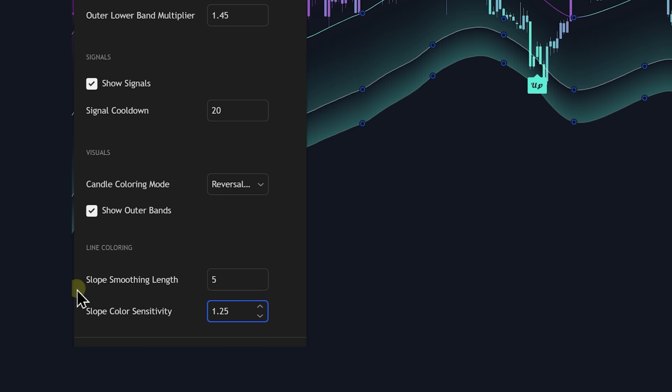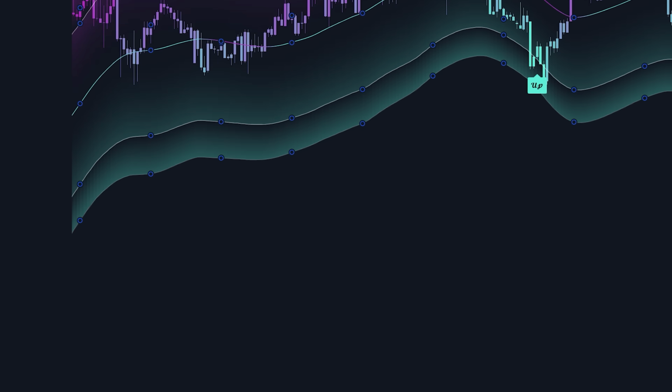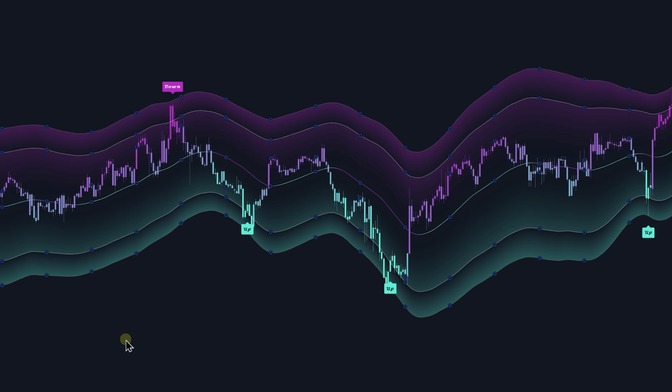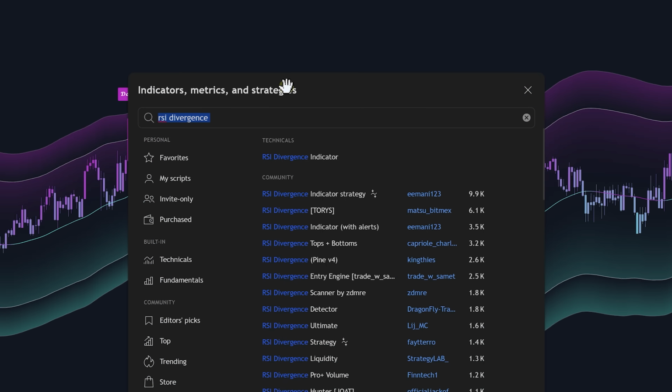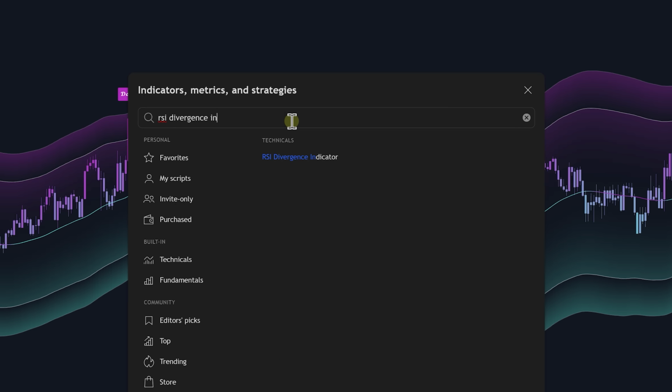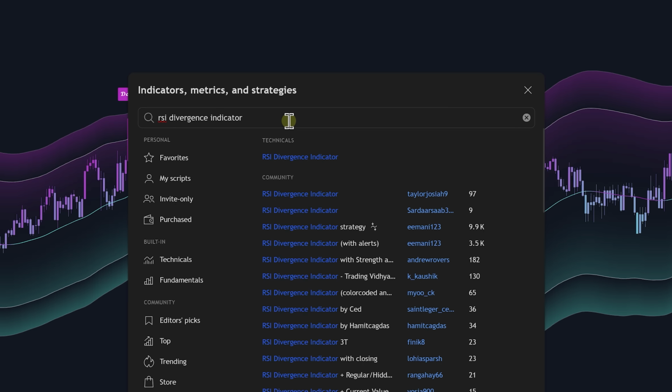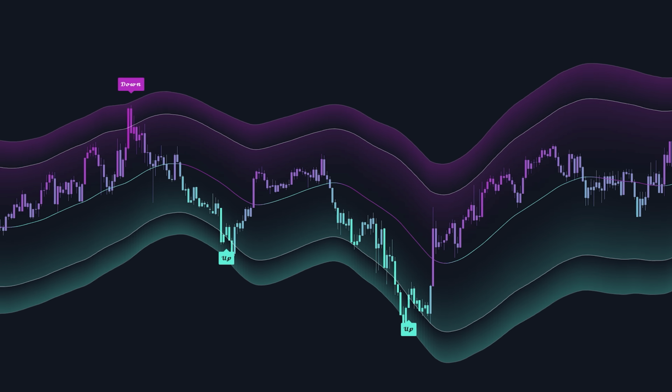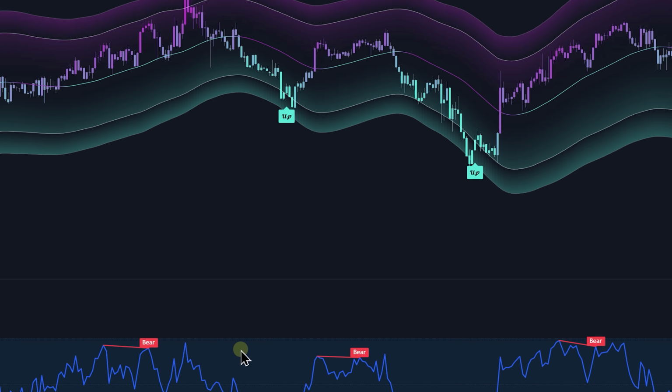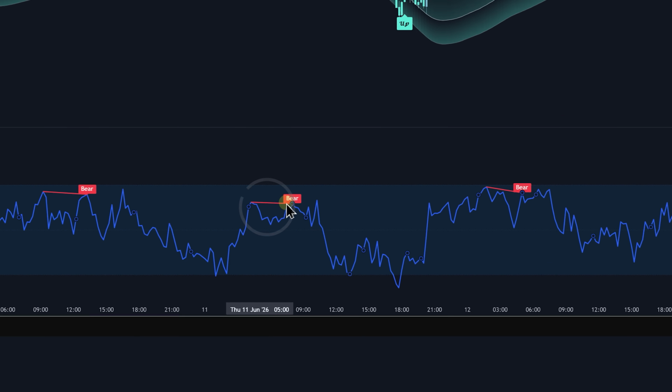Once you've finished with the settings, click OK so we can go over how to trade with this indicator. Now, for this strategy, we're gonna add another indicator to help us identify divergences. On the Indicator Search tab, type in RSI Divergence Indicator and select this one. Once added, you'll see it prints instances on the market where you have bullish and bearish divergences.